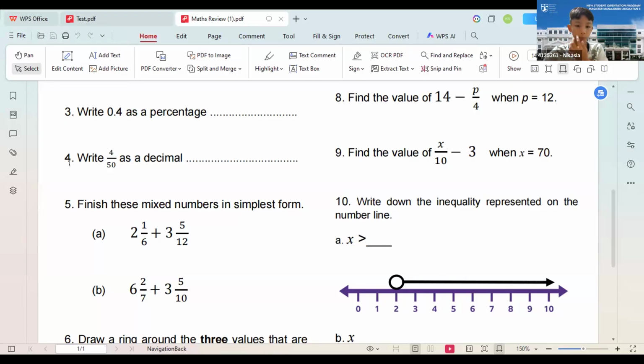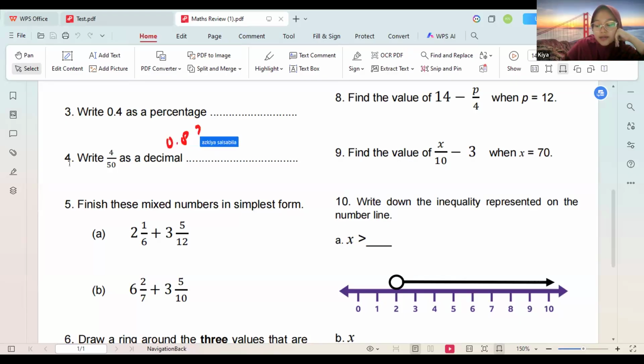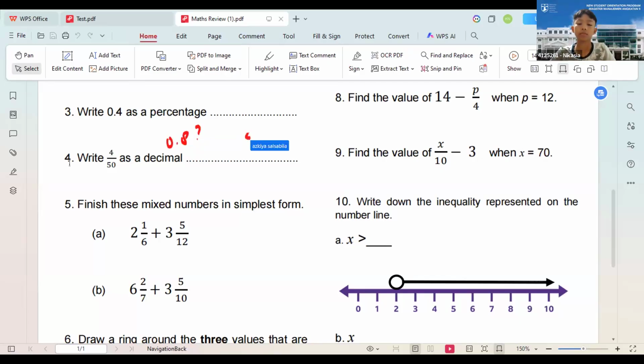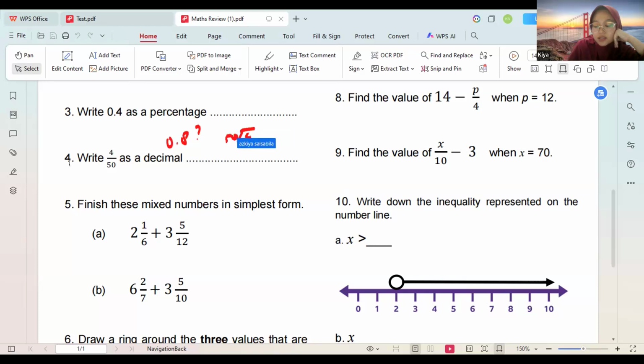0.8. Why? Because 4 divided by 50 is 0.8. Okay. Is it right? Wait, I will check with the calculator.